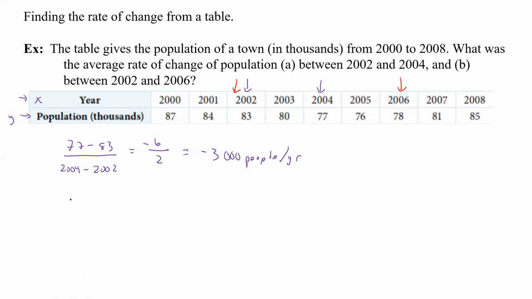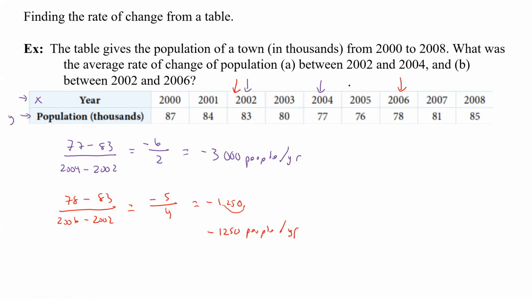All right, so here the second one is 78 minus 83 again. And so now we have 2006 minus 2002. So now 78 minus 83, so now it's one less, so it's a minus 5 over here. 6 minus 2 is 4. And so now we have to take 5 divided by 4, it's 1.25. And so it's going to be a negative 1.25, but we have to multiply by 1,000, so we move our decimal. So it's going to be a negative 1,250 people per year is how this rate of change is going.